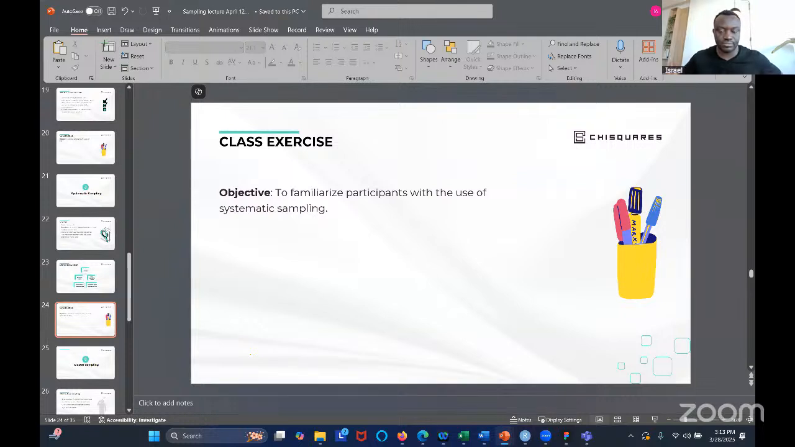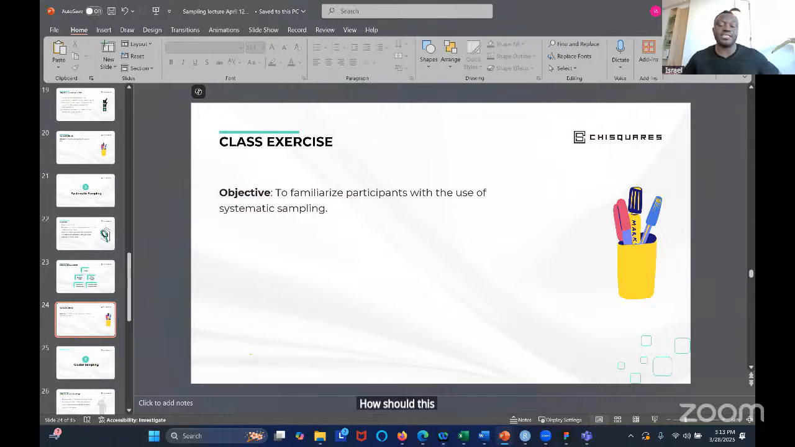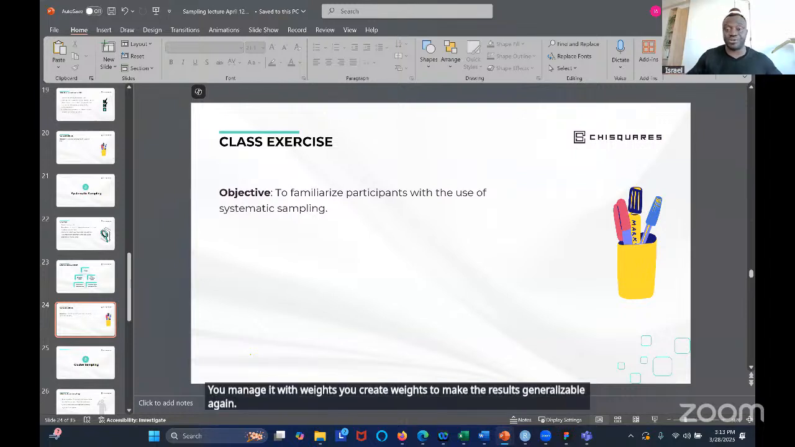Okay, there's one here that says, you mentioned differential response rate among groups and how it should be a cause for concern. How should this be managed? You manage it with weights. You create weights to make the results generalizable again, which we're going to cover down the line.